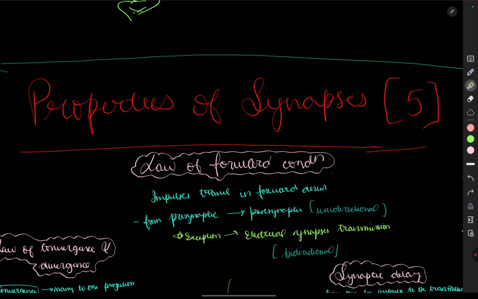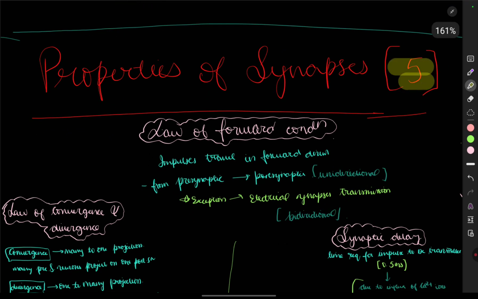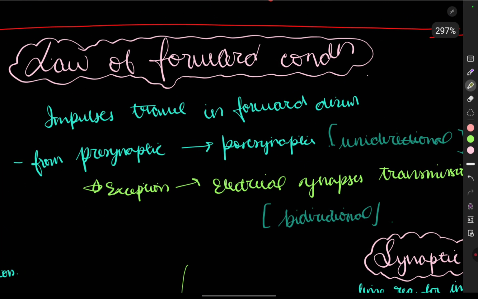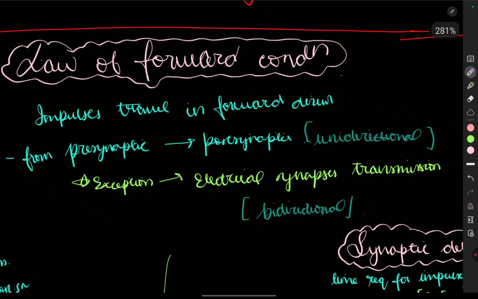So now, talking about the properties of the synapses, there are five properties of the synapses. The first one is the law of forward conduction. What is the law of forward conduction? Impulses travel in the forward direction. Always the impulses travel in the forward direction from the presynaptic through the synaptic cleft to the postsynaptic.